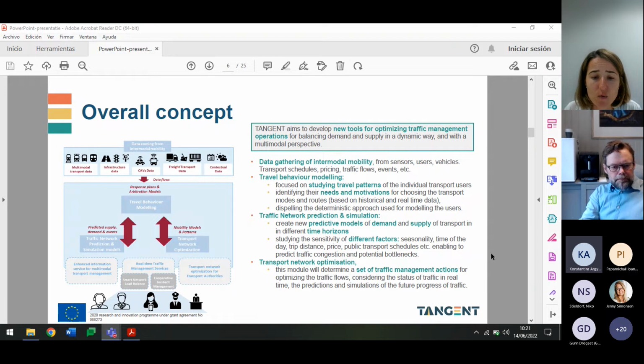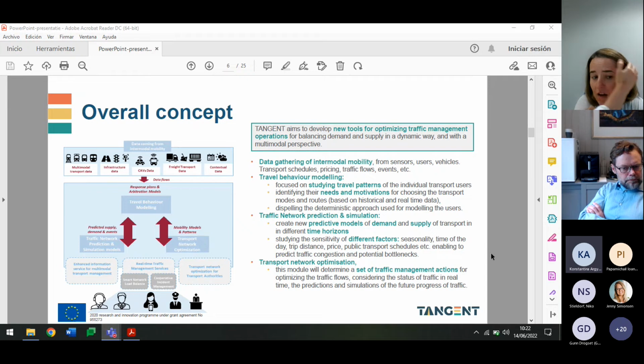And finally, we have a module that is the transport network optimization that will deliver different actions for traffic management. For this, we will consider the information gathered in the previous modules, as is the case of the travel behavior modeling, and also information from the prediction module. All these services are basically directed to city administrations and transport and traffic management operators.